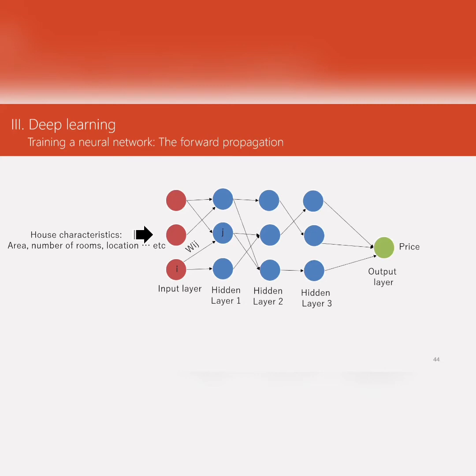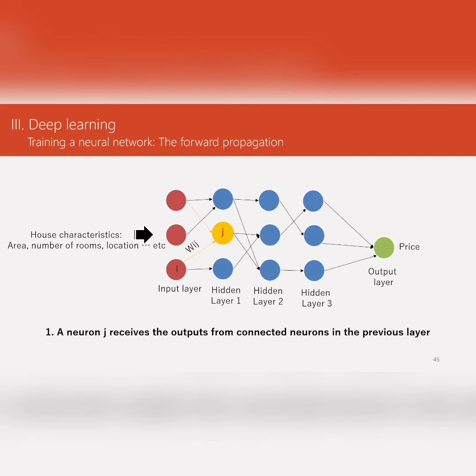Now that we understand the architecture of a neural network and the main terminology, we can get back to our example and see how a neural network is trained. So suppose we have a database of house features and we want to train our neural network to predict their prices. The first step is called forward propagation, and here data is passed and processed through the network from the input layer to the output layer.